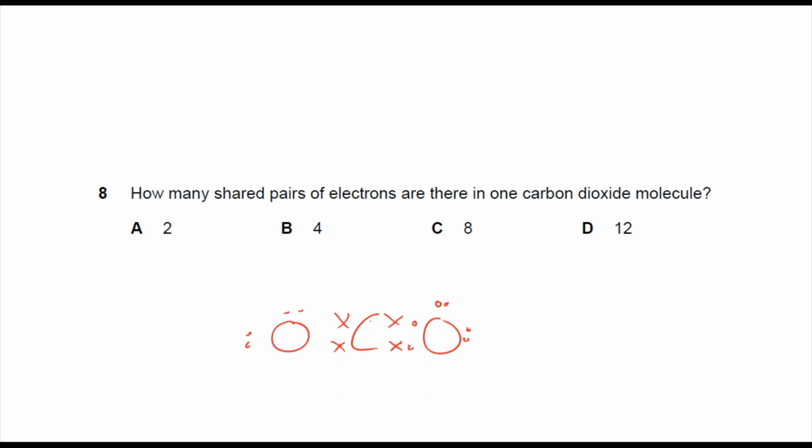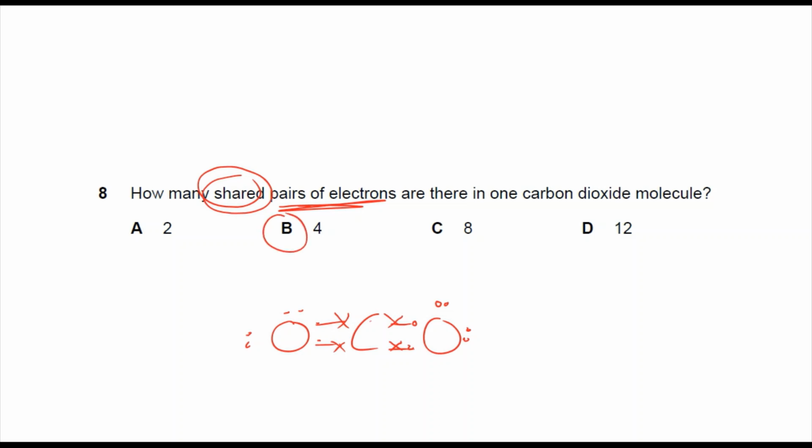So the examiner says how many shared pairs of electrons are there in one carbon dioxide molecule. So we're talking about shared pairs of electrons. Sorry, I forgot to make the electrons here. Okay, shared pairs of electrons. So this is a shared pair, a shared pair, a shared pair, a shared pair. So there are 4 shared pairs of electrons. So the answer is B.